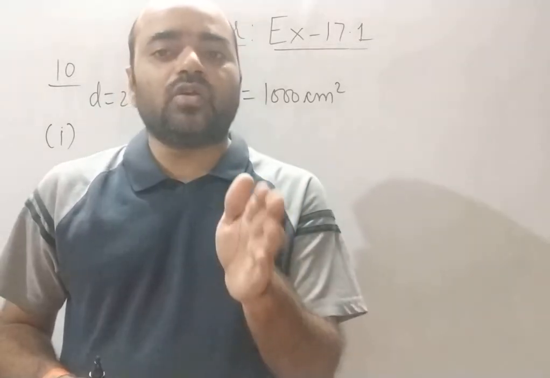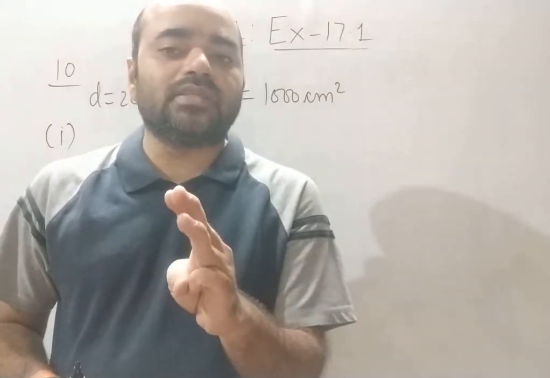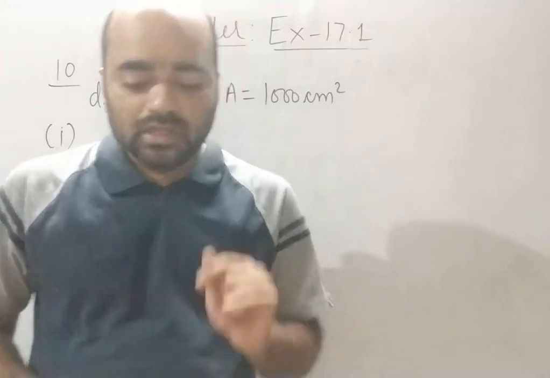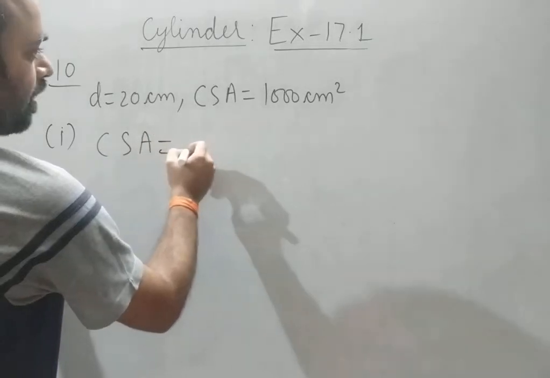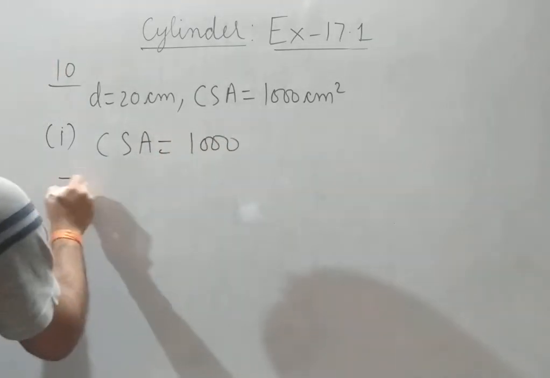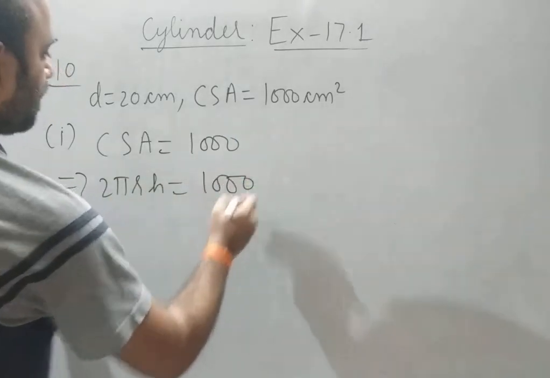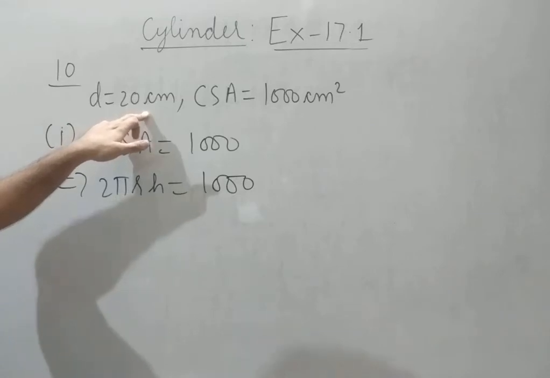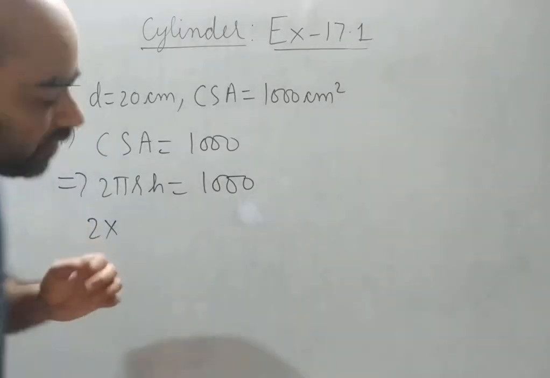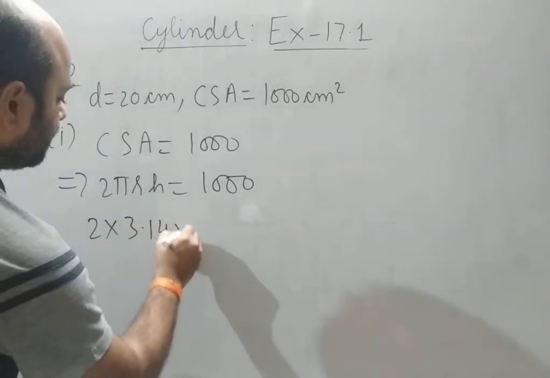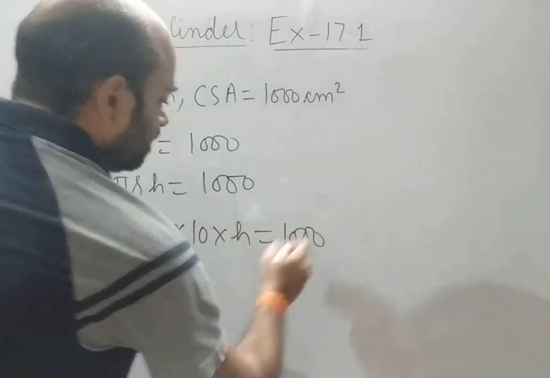If the question is for two correct decimal places, then first we have to find the answer up to three decimal places so that we can round off. Correct? So we have to find height. Curved surface area is given 1000. It means 2 pi RH is equal to 1000. Diameter is 20 centimeter. It means radius will be 10. So 2 pi, and pi is mentioned that 3.14. 2 into 3.14 into radius is 10 into h is to be calculated.